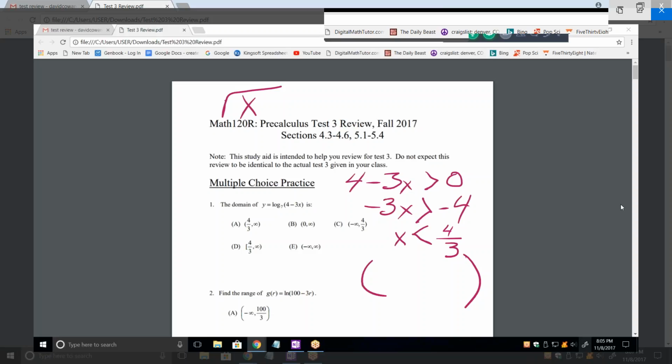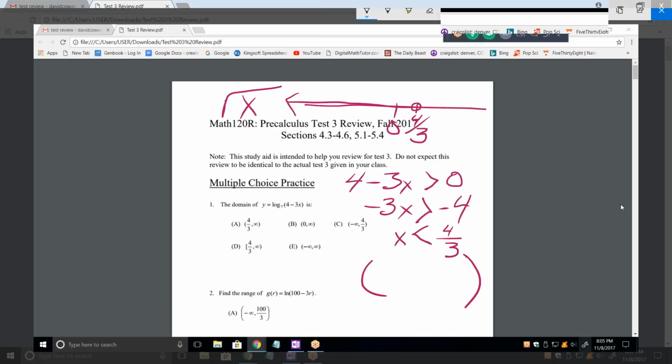Let's do it this way. I'm going to put a number line up there. There's 4/3. x has to be less than 4/3. It doesn't have to be greater than 0; what was in the argument has to be greater than 0. x doesn't. You're going to see that x can be any big negative number. In other words, it's going to go from -infinity to 4/3. That's what it means when I say x is less than 4/3. It could be -10.